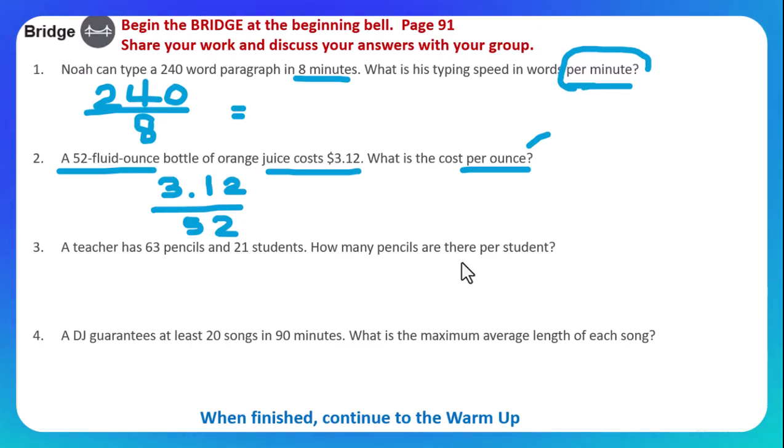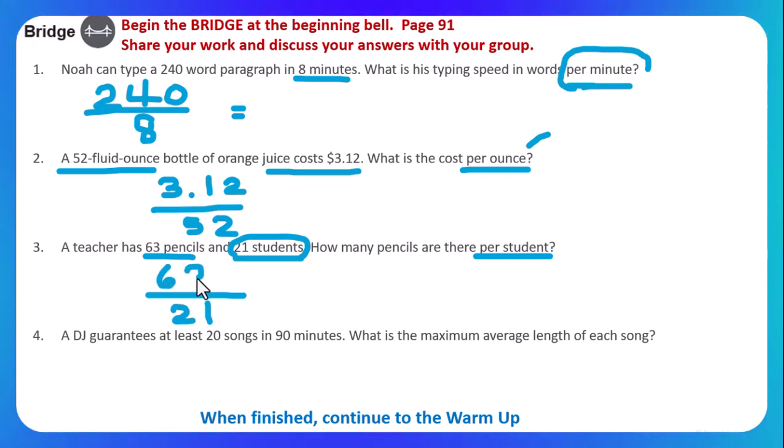All right, question number 3. A teacher has 63 pencils and 21 students. How many pencils are there per student? All right, so let's find students. That number is 21. So we're going to be dividing by 21. Write that down as your divisor. Okay, 63 pencils, so we're dividing up a total of 63 between 21 students. When we put that in our calculator and we solve that problem, we're going to have our answer. And then question number 4, we're just setting the problems up now.